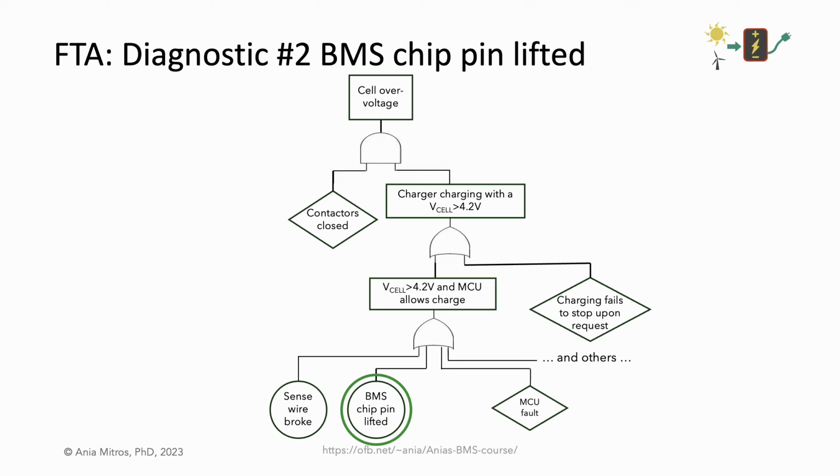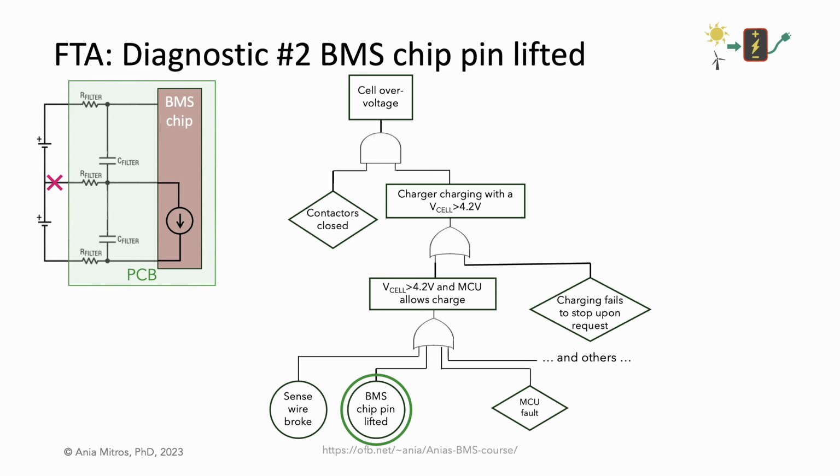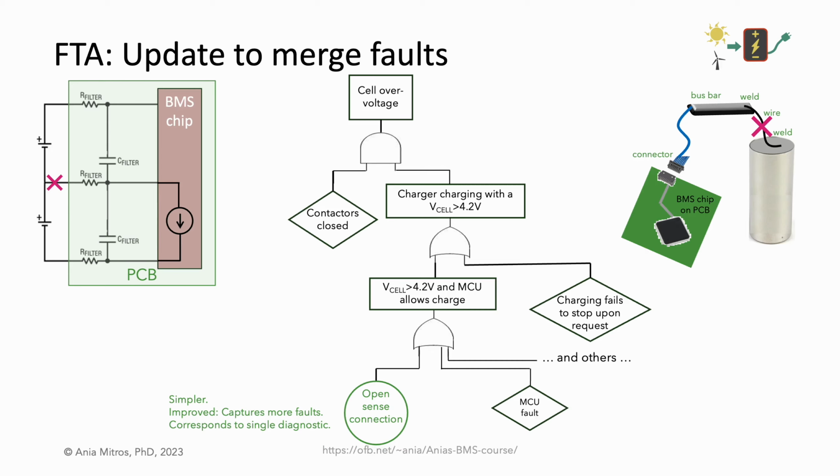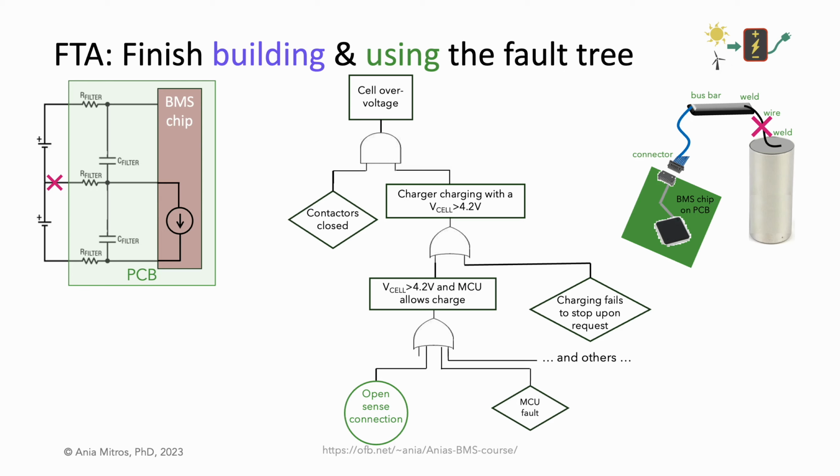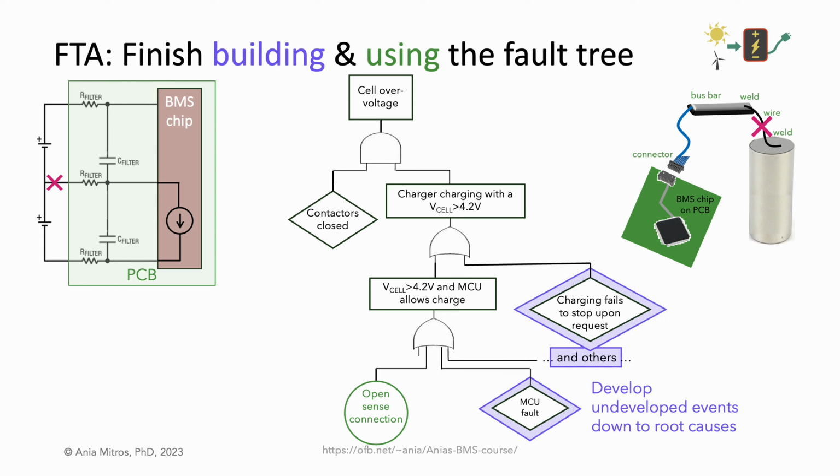Let's take a look at the next fault, a lifted BMS chip pin. The circuit representation of the fault looks identical to the broken wire situation. With this realization, we can simplify our fault tree to merge these 2 faults into one category. This both simplifies and improves our fault tree in that it now captures failures anywhere along the path from the cell to the measurement circuit. And in this manner, we would go through the entire fault tree to build undeveloped events down into root causes, and then to ensure that every primary event has an associated diagnostic or other mitigation.